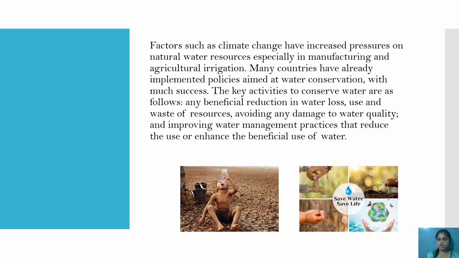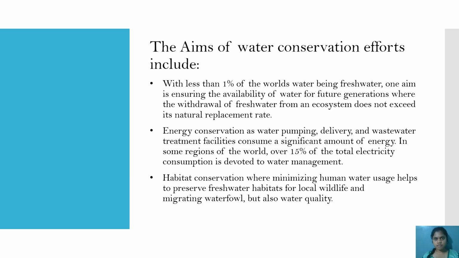The key activities to conserve water are as follows: any beneficial reduction in water loss, use and waste of resources, avoiding any damage to water quality, and improving water management practices that reduce the use or enhance the beneficial use of water. So let's see what are the aims of water conservation. With less than 1% of the world's water being fresh water, one aim is ensuring the availability of water for future generations, where the withdrawal of fresh water from an ecosystem does not exceed its natural replacement rate.